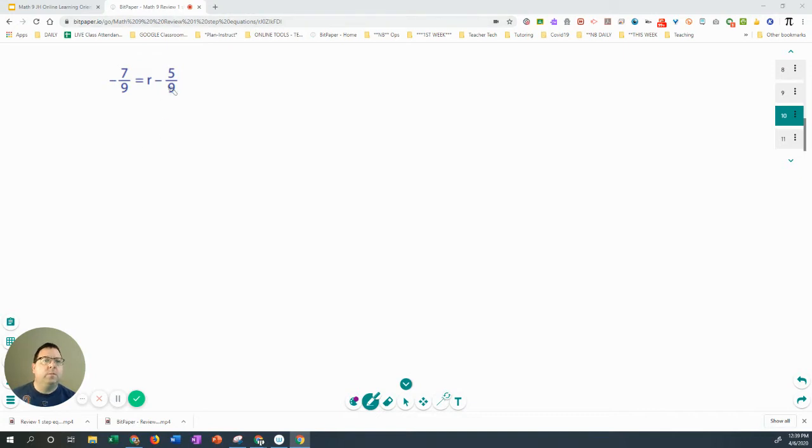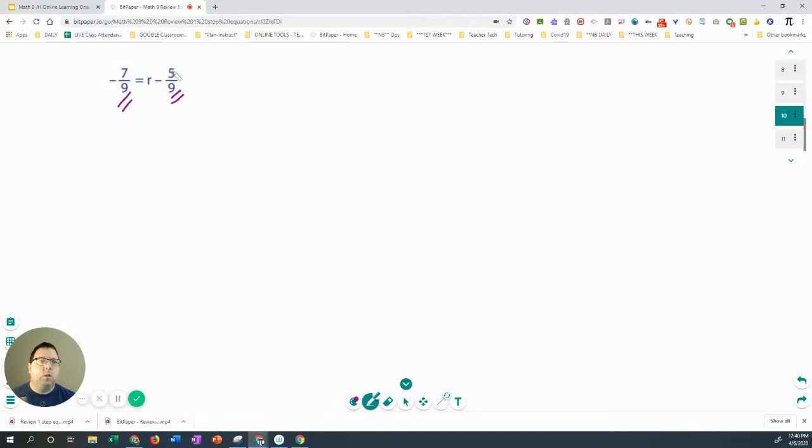So let's get started. We have negative 7/9 is equal to r subtract 5/9. What's one thing we notice right away? At least we have the benefit of having common denominators already. Because we know that if we have subtraction, we're going to have addition as the opposite operation. And whenever you're adding or subtracting fractions, you need to have a common denominator.